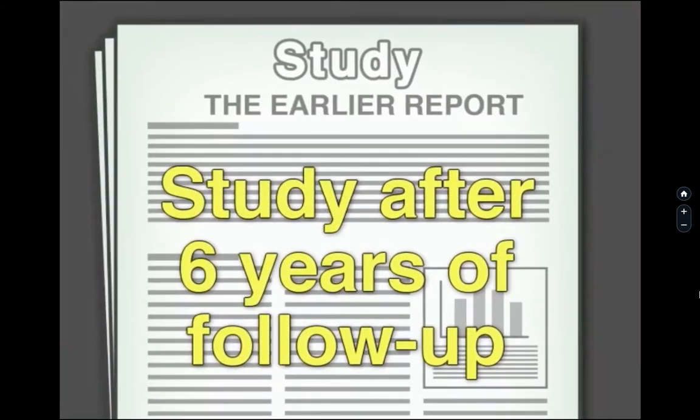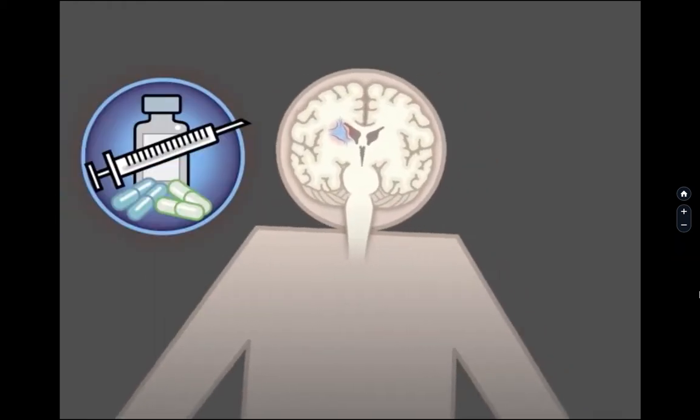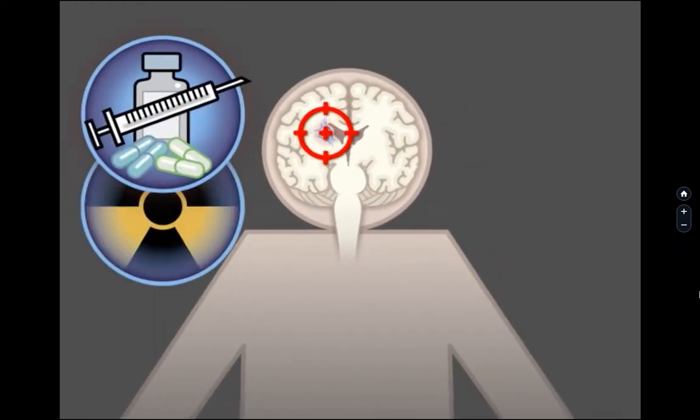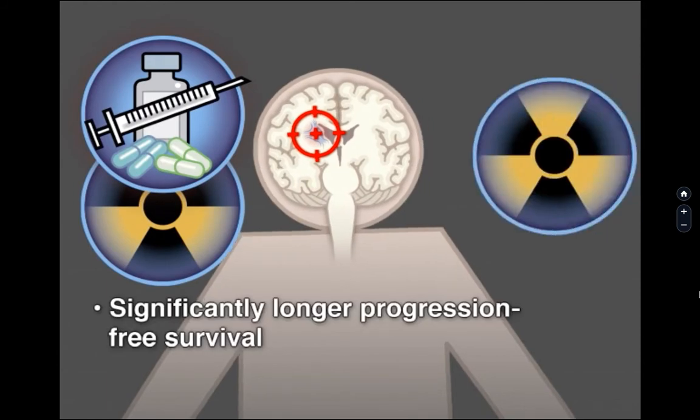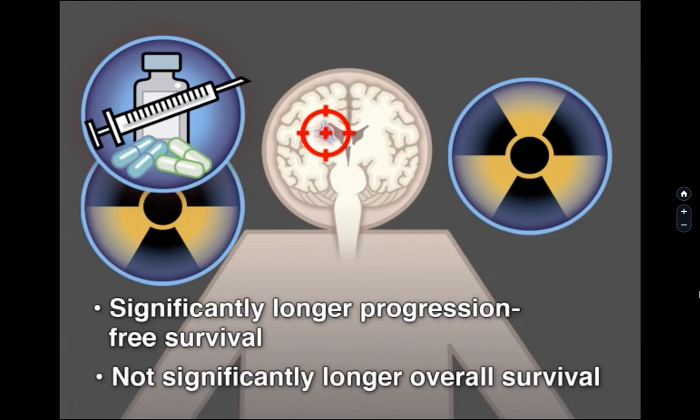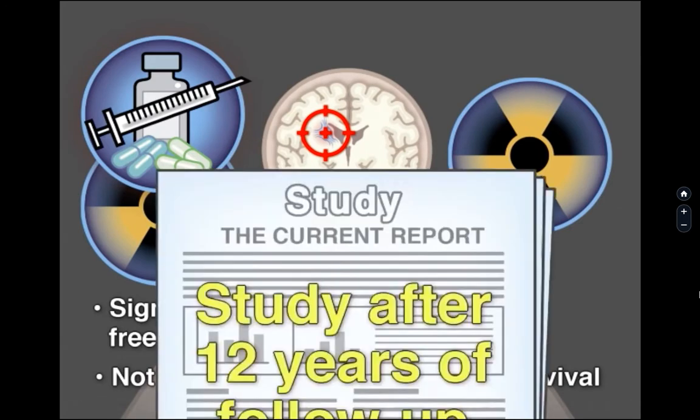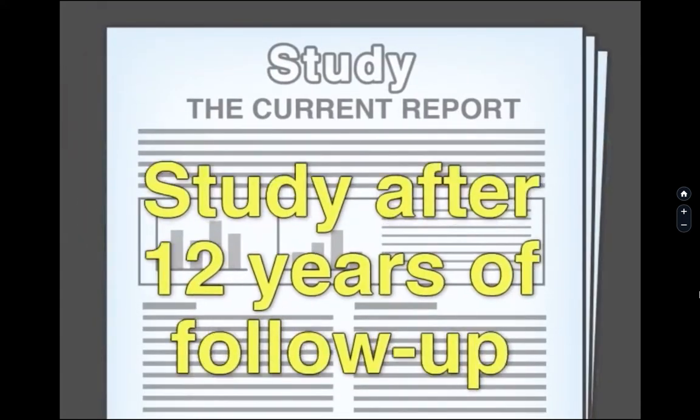A study with a median follow-up of nearly 6 years demonstrated that the addition of combination chemotherapy to radiation at the time of initial diagnosis results in significantly longer progression-free survival than radiation alone, but not significantly longer overall survival. Follow-up in that study has now reached a median of 12 years.